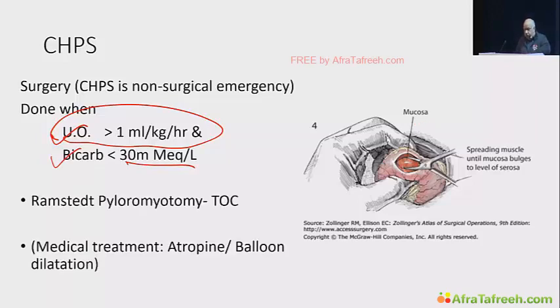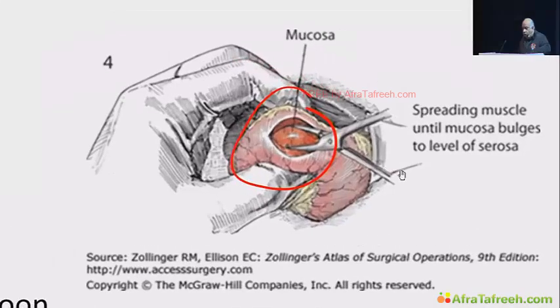What surgery do you do? Ramstedt pyloromyotomy. And again, one word of caution. Don't confuse pyloromyotomy with pyloroplasty. They are different surgeries. In pyloromyotomy, as you can see, only the pylorus muscle is cut, not the mucosa. We do not open the mucosa. It's a very simple surgery. It doesn't take more than 20 minutes. Cut the muscle, that's it.